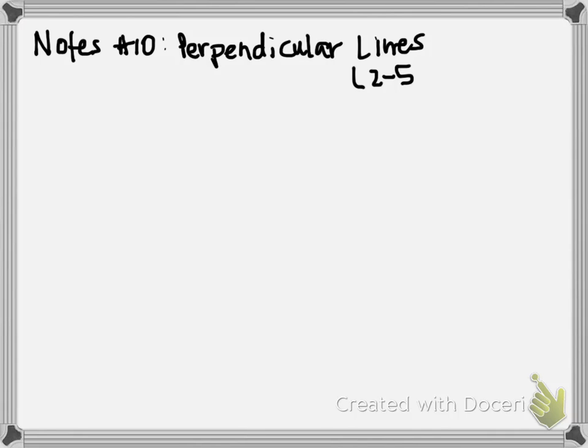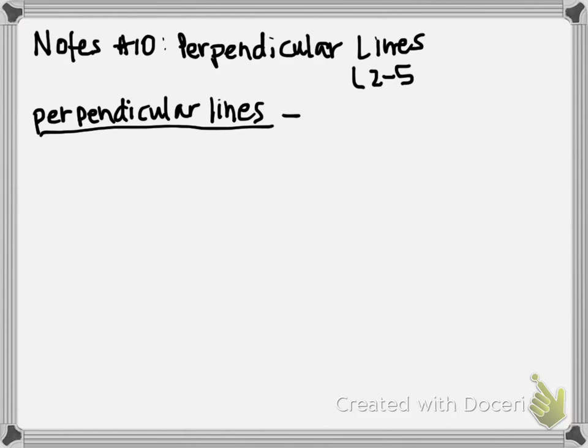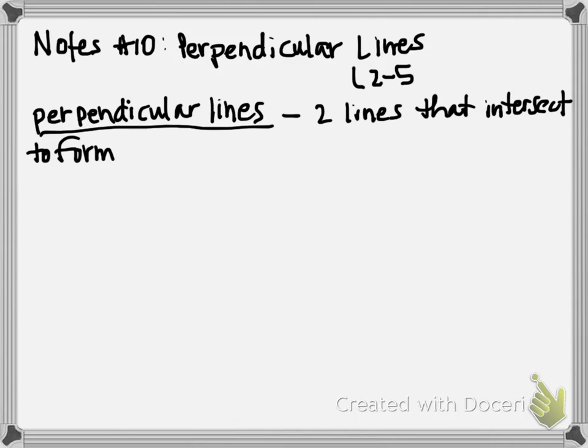Okay, we've got some vocab words. First is perpendicular lines. What are they? Perpendicular lines are two lines that intersect to form right angles. Okay, now I'm going to repeat that. Two lines that intersect to form right angles.